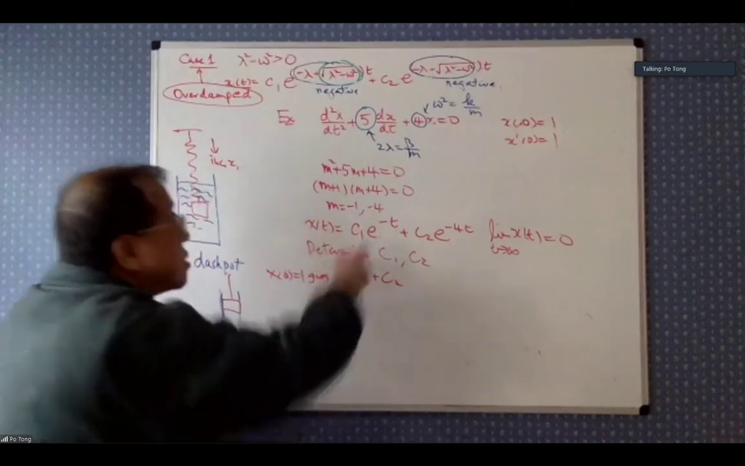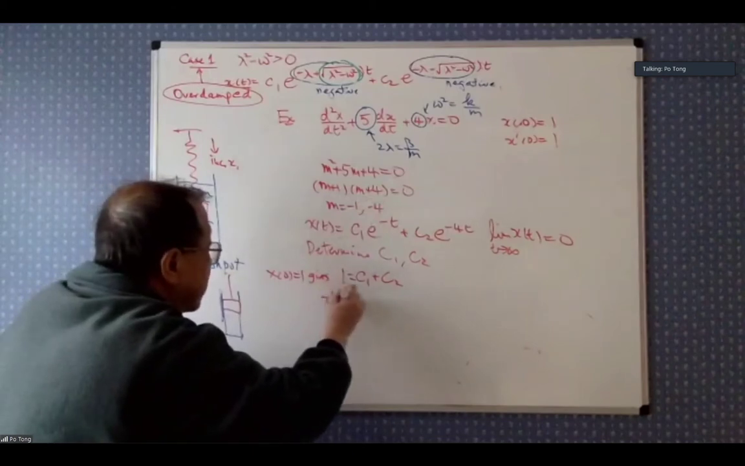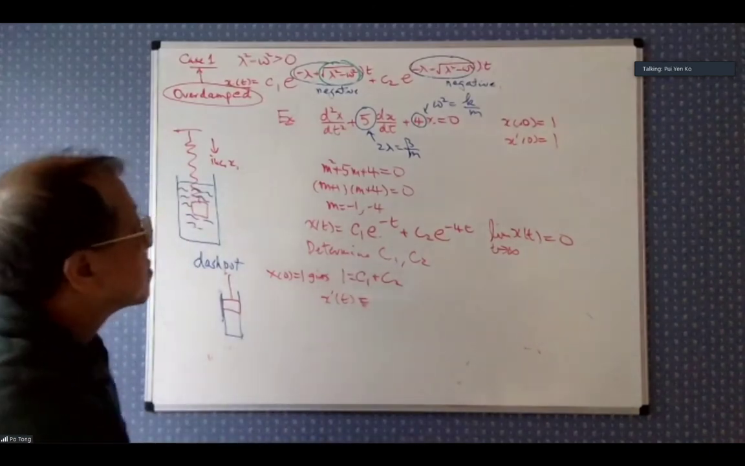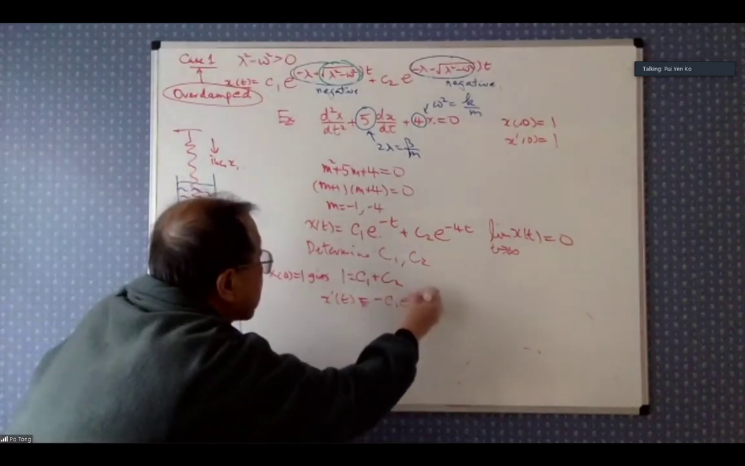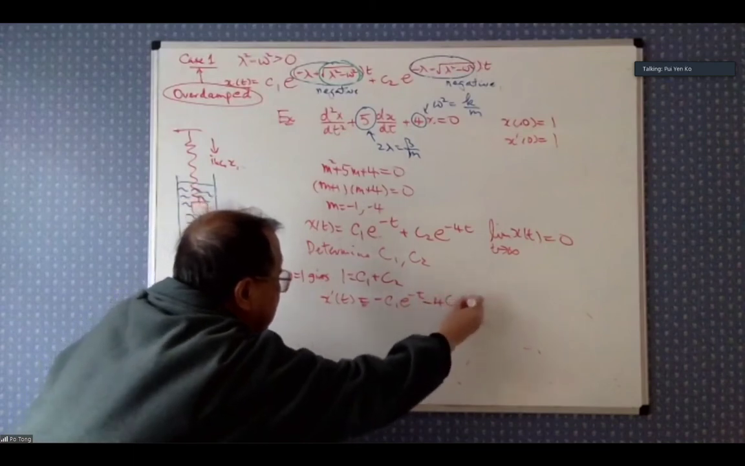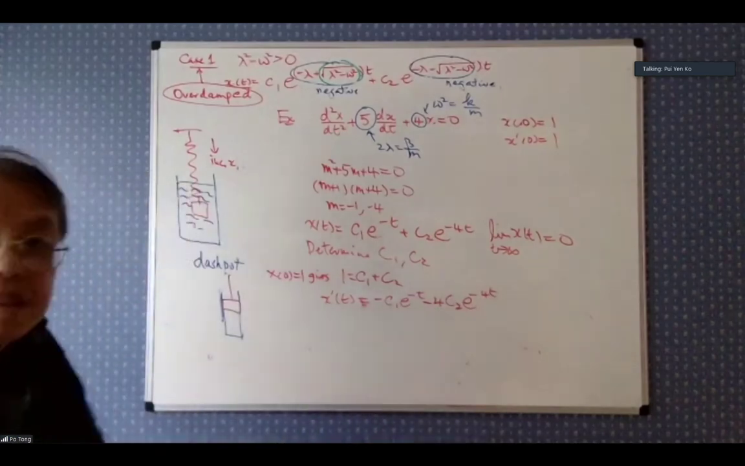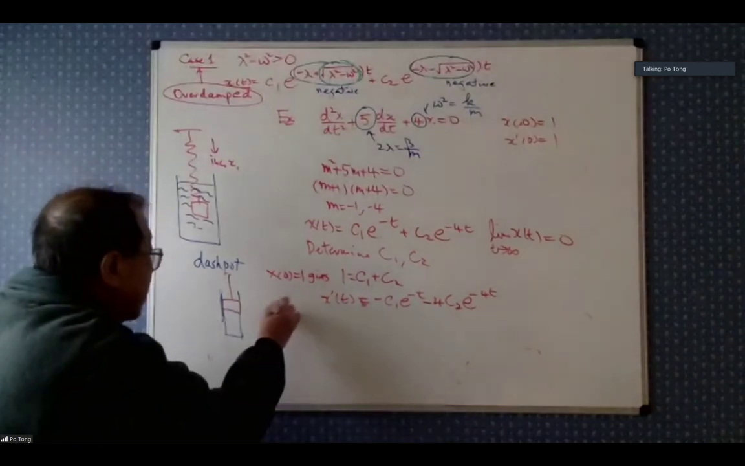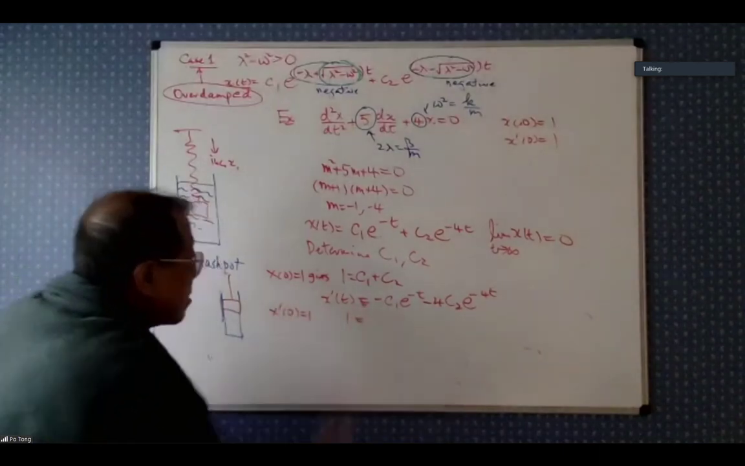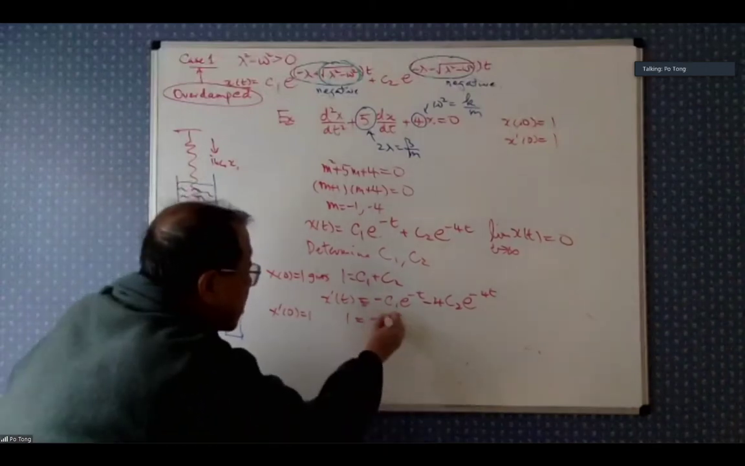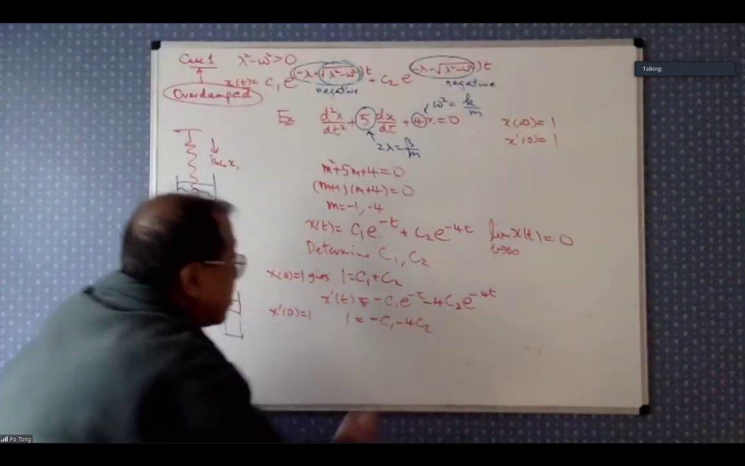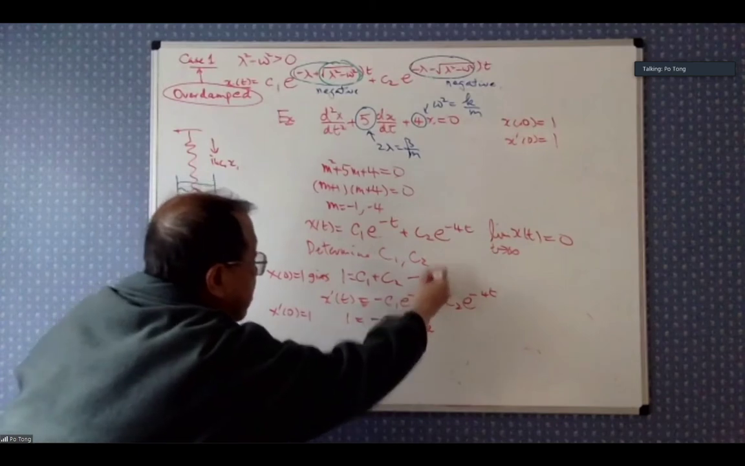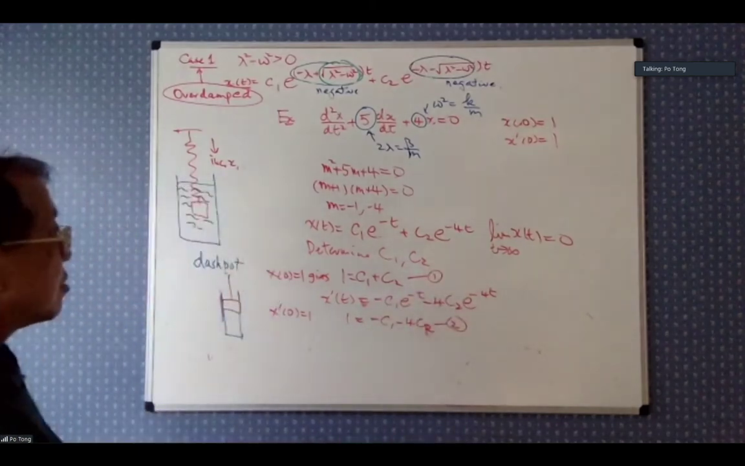Now you take the derivative of this, so use the second condition. You guys help me to differentiate this. Minus c1 e to the negative t minus 4c2 e to the minus 4t. Yeah, thank you, Sylvia. And then you plug in x prime 0 equal to 1. 1 is equal to minus c1 minus 4c2. Now you have these two equations, equation 1 and equation 2. Can you solve for c1 and c2?